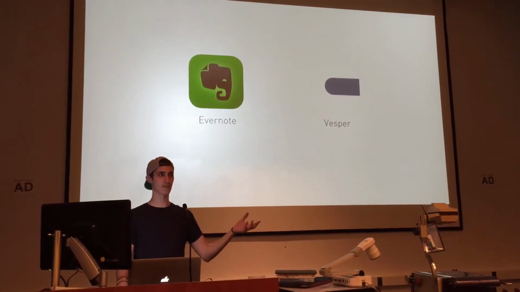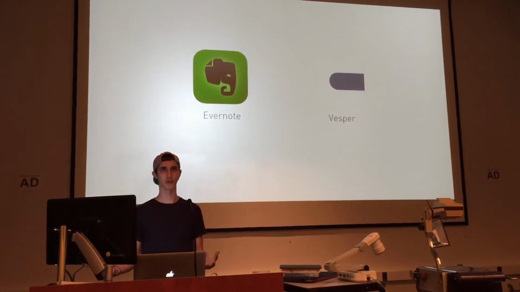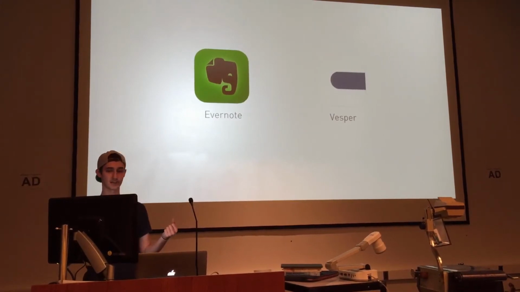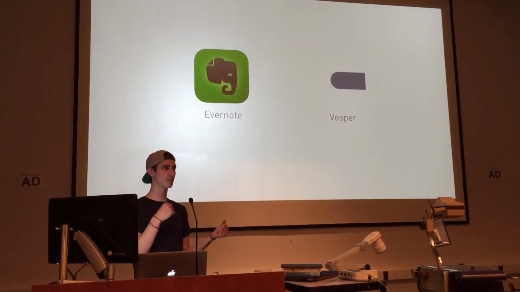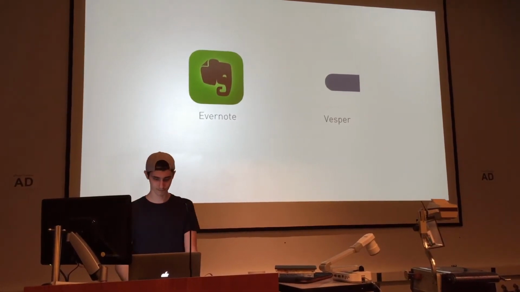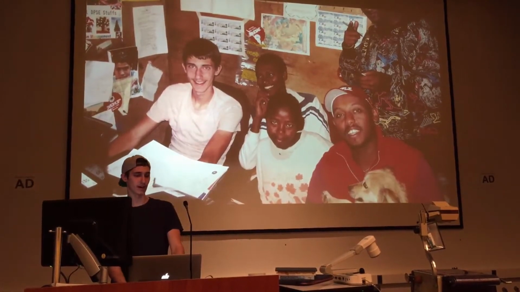So in this case, whereas the Chemex suited me before, Evernote suits me and not Vesper, just because of my own note-taking needs, yet I still admire it, right? But how do I reconcile this? How do we reconcile the idea that things should be good and opinionated, but also that things should be available for everyone?